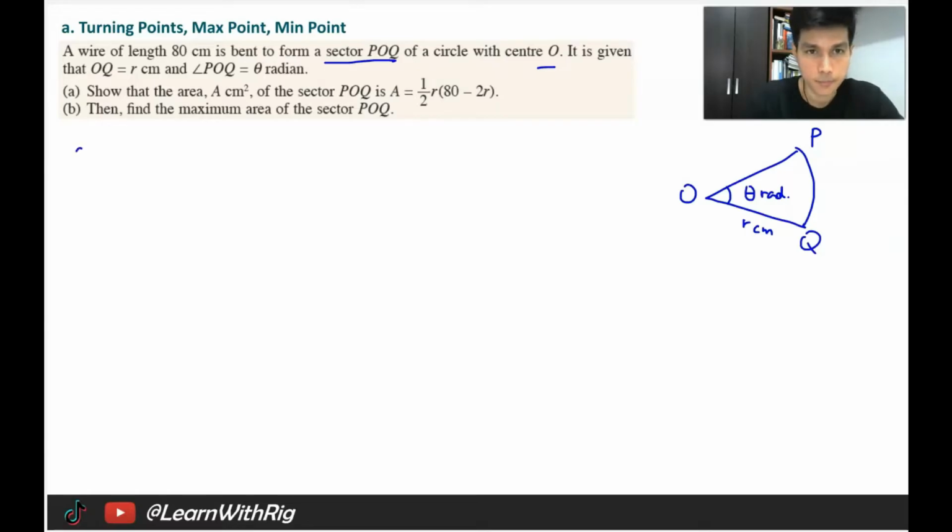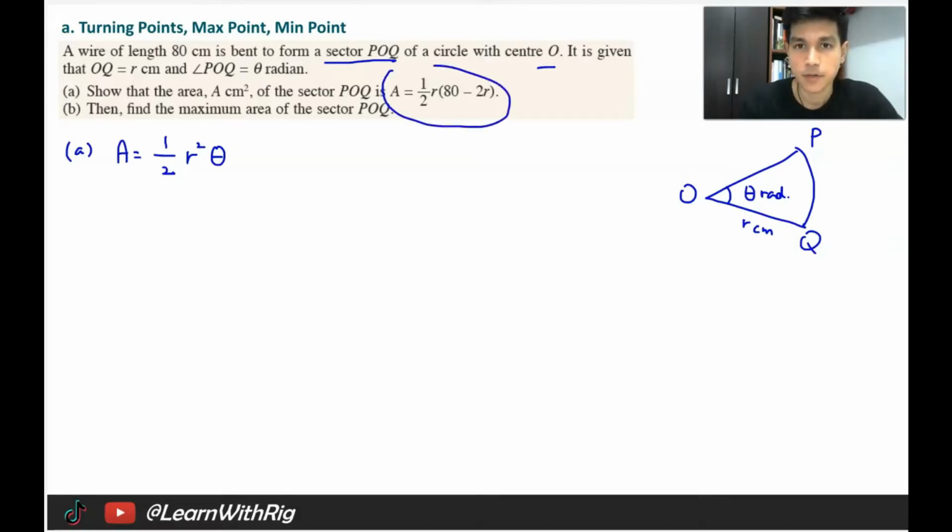Okay, so question A. How to find area of sector? We learned this in the past, right? Area equals to 1 over 2 r square theta. Correct? 1 over 2 r square theta. But if you notice in the formula here, you have 1 over 2, you have r, but you don't have theta. So what are you going to do with it? That's why you have to use the other info in the question. This question says that the wire of length 80 cm is bent to form this sector. So in other words, the perimeter is 80 cm, correct? The perimeter is 80 cm.